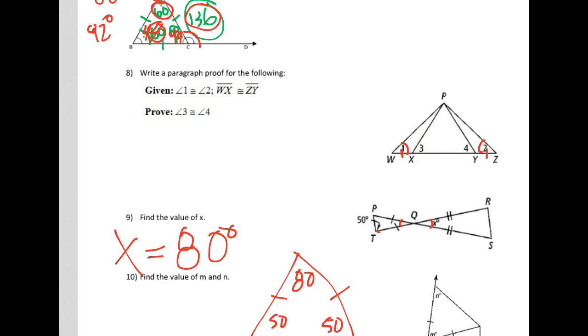But this is what I notice right now. If you look at this as one giant triangle, we have the base angles of an isosceles triangle congruent, which tells me that those line segments right there, PW and PZ, have to be congruent. So I'm going to start writing my proof. I'm going to start with my givens.